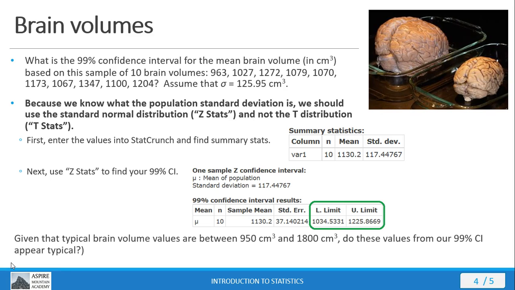Given that typical brain volume values are between 950 and 1800, do these values from our 99% CI appear typical? Well, notice that the entirety of the CI is within that range of typical values. So therefore the answer to this question would be yes, because our entire CI is within that range of typical values.